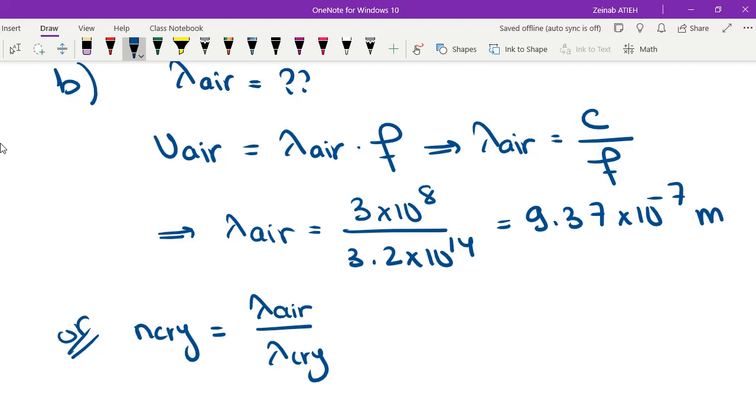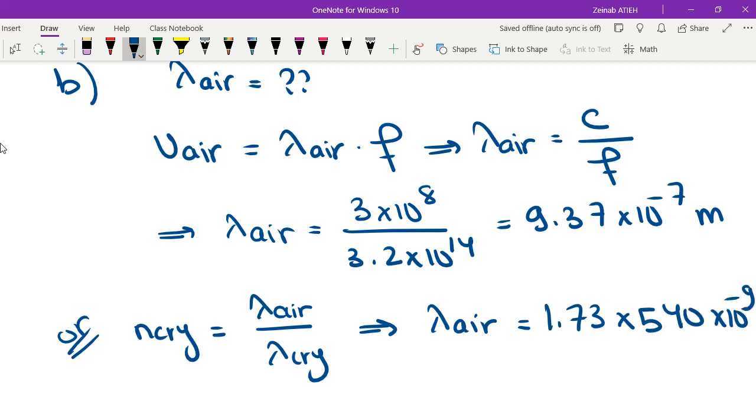With lambda in crystal, I can find lambda in air. So lambda in air equals n in crystal, which was 1.73, times lambda in crystal, which was 540 times 10 to the power minus 9. It will be equal to 9.34 times 10 to the power minus 7 meter. The small difference is surely due to rounding.